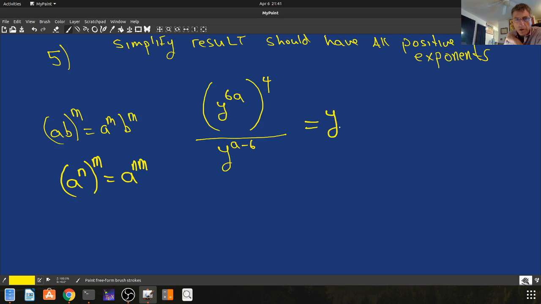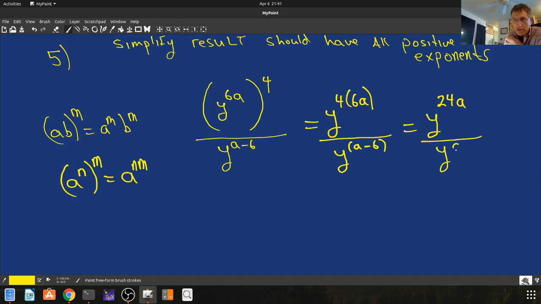So this becomes y to the 4 times 6a power. And down here, the only thing I'm going to do is write my exponent in parentheses. So this is my exponent. Now I'm going to simplify the exponent up here. That's y to the 4 times 6a, which is 24a, over y to the a minus 6.